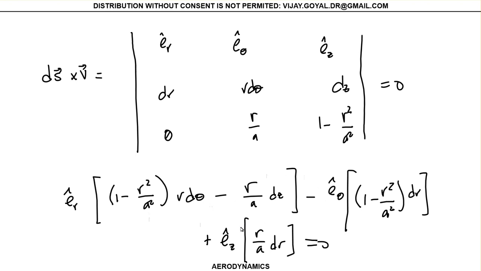Okay, so now the only possible way this can be 0 is if each one of these individual terms is 0. If this is 0, if this is 0, and if this is 0. Okay, why? Because these components can never be 0, and they're orthogonal to each other, and they're independent coordinate systems. So if I want to ensure this is 0, the coefficients of these unit vectors have to be 0.